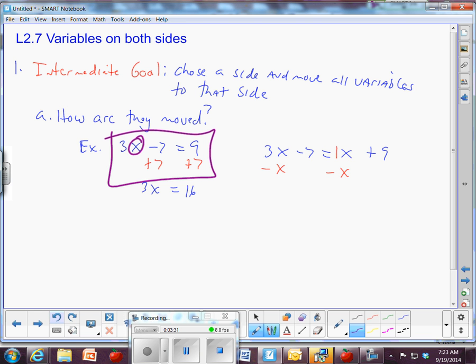So how are quantities moved? Answer: by adding their opposite to both sides. And we already know how to do this, don't we? Of course we do, right? So by adding their opposite to both sides. Okay. That's the aspect. How are they moved? Add their opposite to both sides.